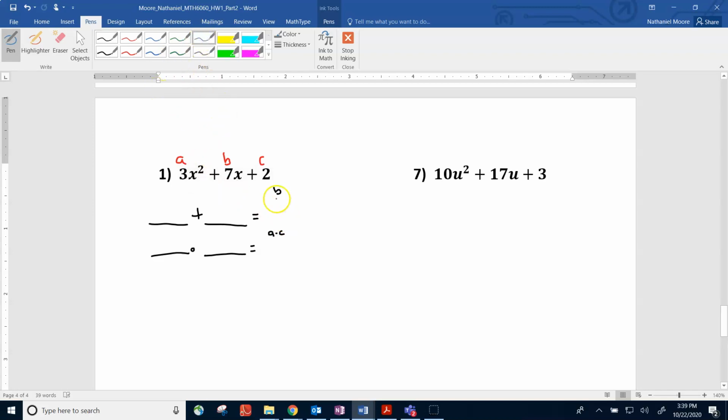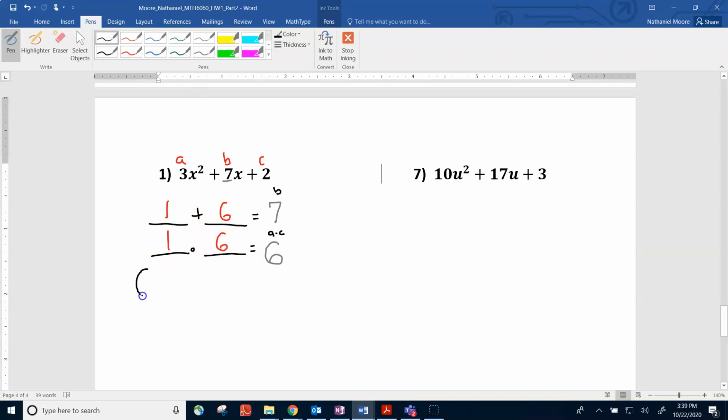Now, if we look at this, our B term is right here. It is 7. So I'm going to put 7 right there. Our A times C term, which is 3 times 2, would be 6. Now we're trying to find two numbers that multiply to 6 that add to 7. Well, you can think about all the different numbers that do that, but it's kind of simple to think about. I know 1 times 6 equals 6, and 1 plus 6 equals 7. So I'm going to put 1 plus 6 and 1 times 6. Or you can write it backwards and say 6 plus 1 and 6 times 1.